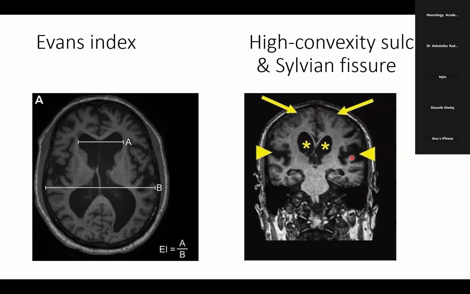And coming to the Sylvian fissure, it is assessed in a coronal plane through the center of the brainstem and sagittal planes at the midpoint between the skull and the insular cortices on either side. If the Sylvian fissures are dilated more than the surrounding sulci, as we can see here, a score of 1 point is given.